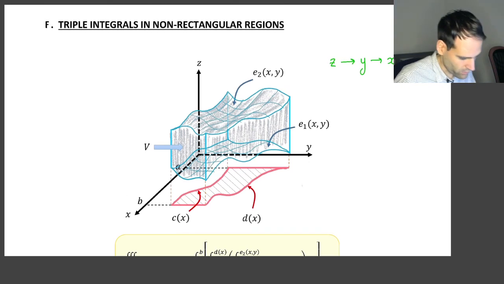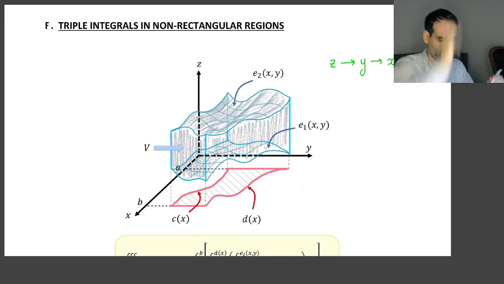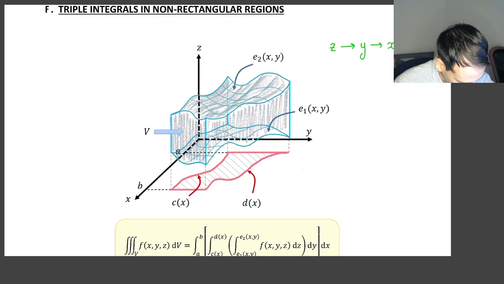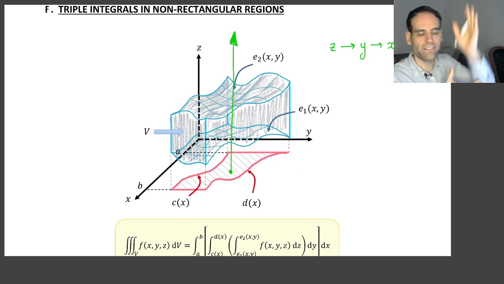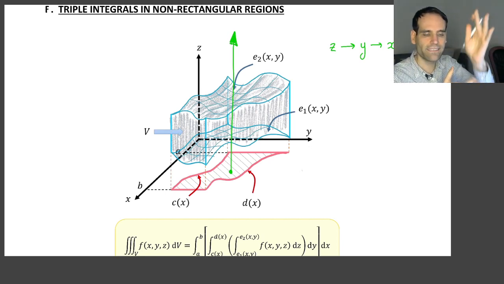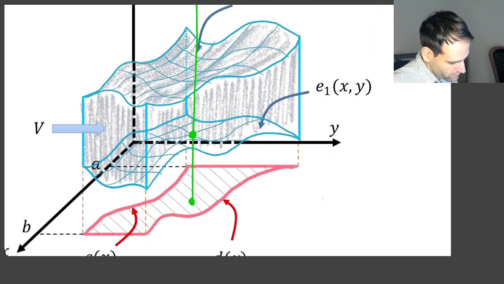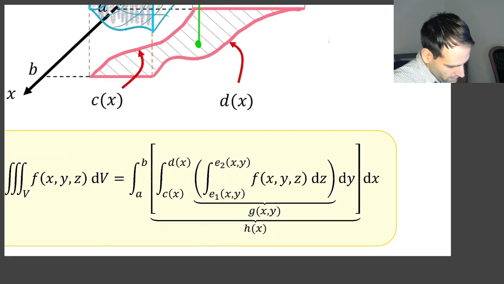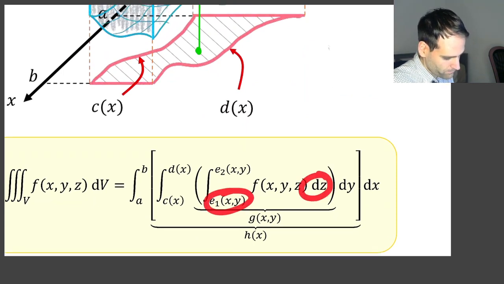If you do this, you start from the beginning, so z. Draw a line from an arbitrary point in the xy plane in the z direction. This is a line that starts from an arbitrary point and grows in the z direction. Now you ask yourself, when does this line enter the integration region and when does it exit? Obviously it enters the integration region on this surface E1 of x and y, and therefore that is the lower limit of the inner integral, which is with respect to z.